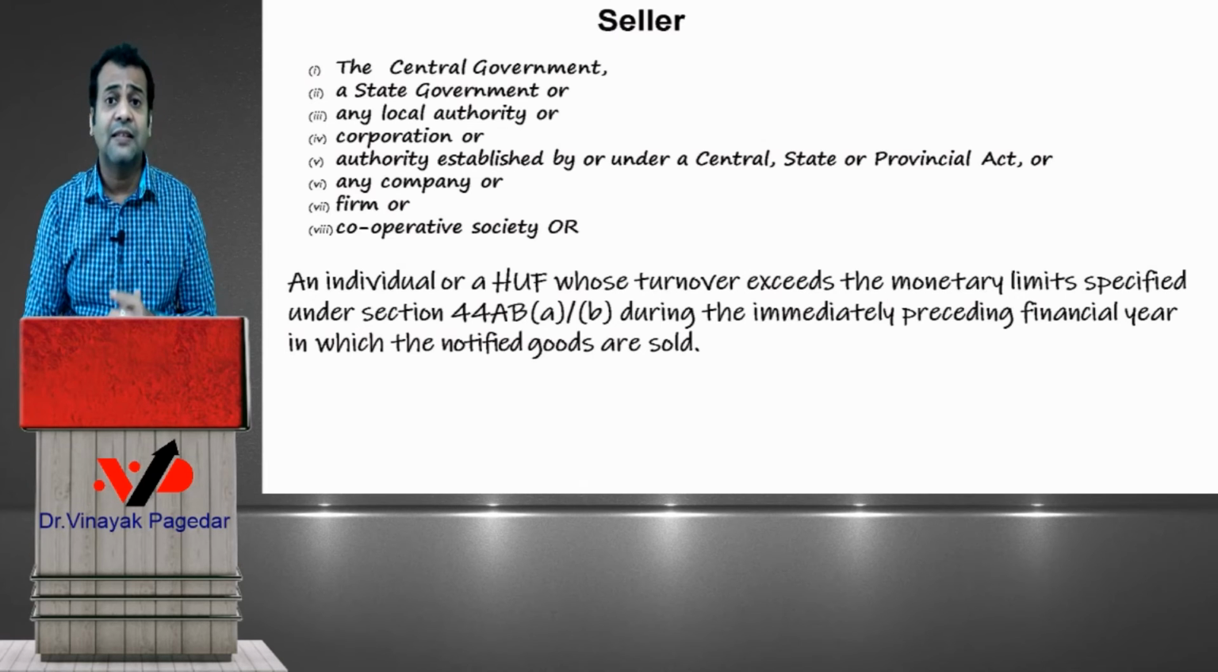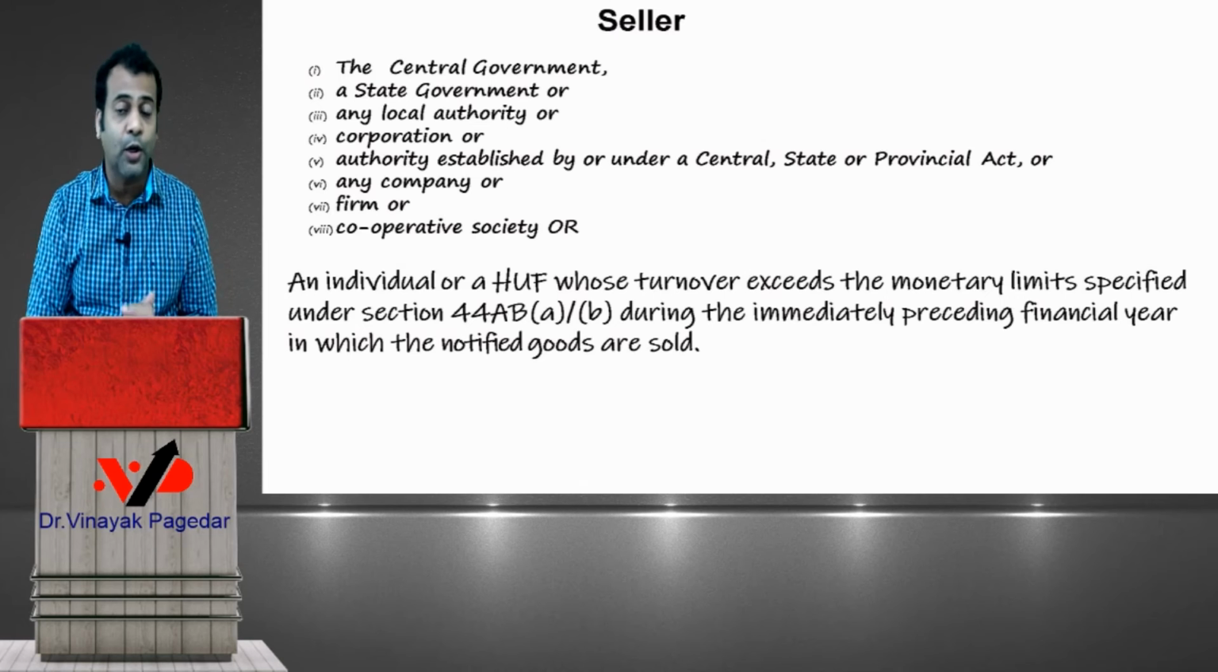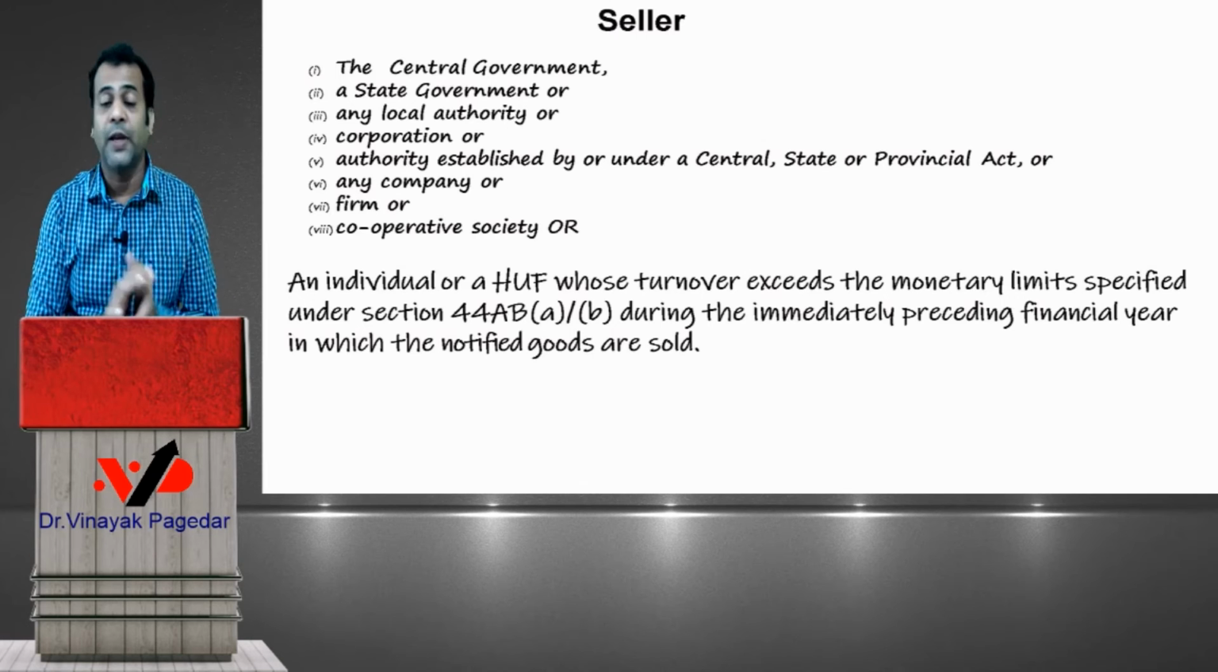So as we have discussed, for an individual and HUF, if your turnover has not exceeded the limit mentioned in 44AB in the preceding year, that is, if a tax audit does not apply to you based on the monetary limits, then in the year of sale, the provisions of TCS will not be cast on you. There's no liability on you to collect TCS from the purchaser.